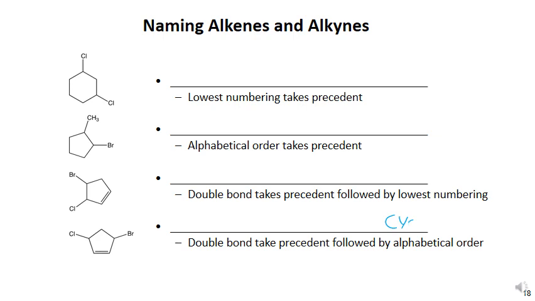Cyclopentene. Okay, so how do we do our counting? We could go 1, 2, 3, 4, 5, with bromo at 3 and chloro at 5. Or, let's try a different color.